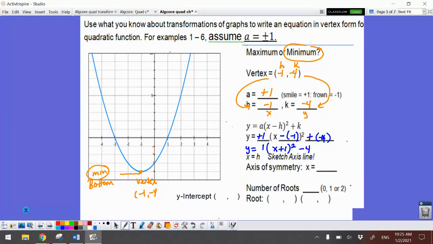Okay, we're going to sketch our axis of symmetry. The middle, we know, goes through the vertex, so I'm going to draw that in. And I see that it's crossing at negative 1. So that equation is x equals negative 1. How many roots do I see? Do I see that it's touching once, twice, or not touching at all? Well, I see it has 2 roots. So here's 1 and here's 2. What is that ordered pair? Well, that is 1, 0.